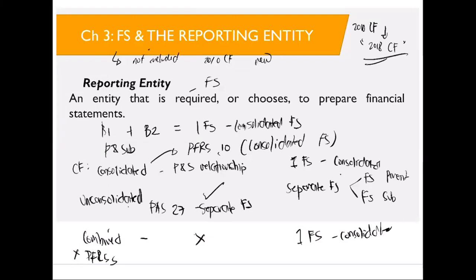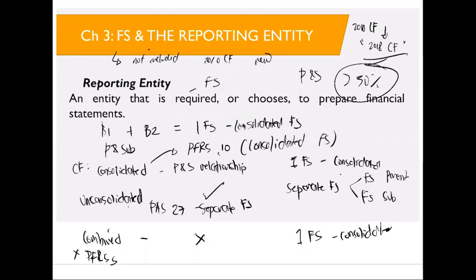So take note, what is the main criterion that you first look into? Whether there is a parent-subsidiary relationship. When is there a parent-subsidiary relationship? If one entity controls another entity. When can we say there is control? If there is more than 50% ownership over one entity. What is that 50% ownership? Equity participation. If you have an equity participation over one entity which is more than 50%, then we can say we have control.